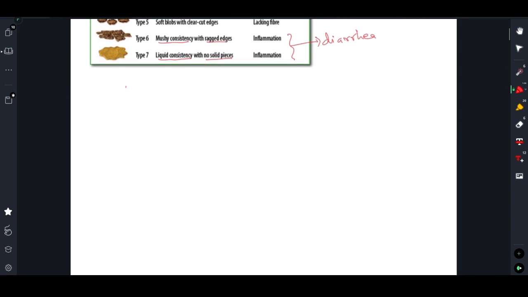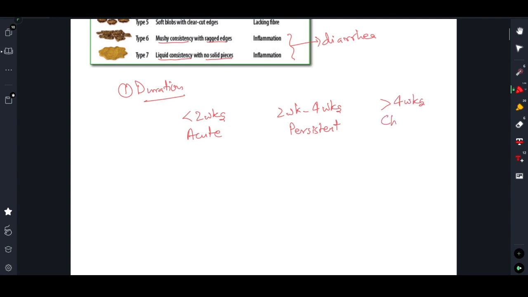First of all, diarrhea can be classified based on duration, right? So if diarrhea is presenting for less than 2 weeks, you say the patient has acute diarrhea. If it presents for somewhere between 2 to 4 weeks, then you say that the patient has persistent diarrhea. And if diarrhea is presenting for more than 4 weeks, then you say that the patient has chronic diarrhea. Right? Chronic diarrhea is something clinically quite concerning, whereas on the other hand, acute diarrhea is referred to as nuisance symptom by many.